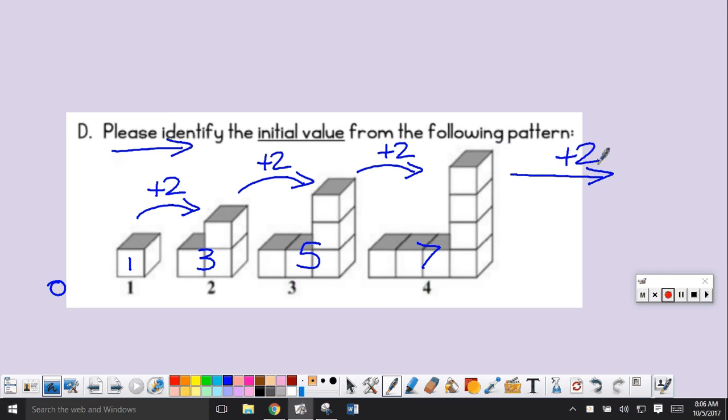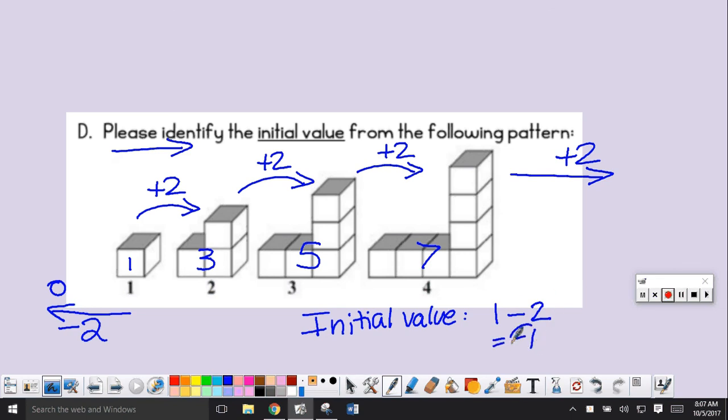So when I go over from figure 1 to figure 0, I'm going to be moving backwards. So I'm going to be moving the opposite direction. And the opposite of adding 2 is subtracting 2. So that means my initial value will be the 1 square from figure 1 minus 2 squares, which is equal to negative 1 square in figure 0. So my initial value for this pattern is negative 1.